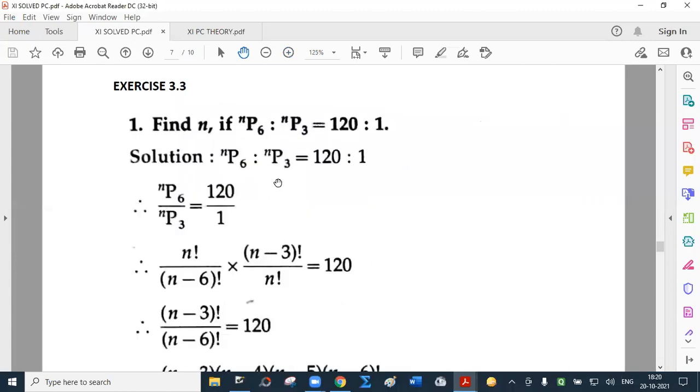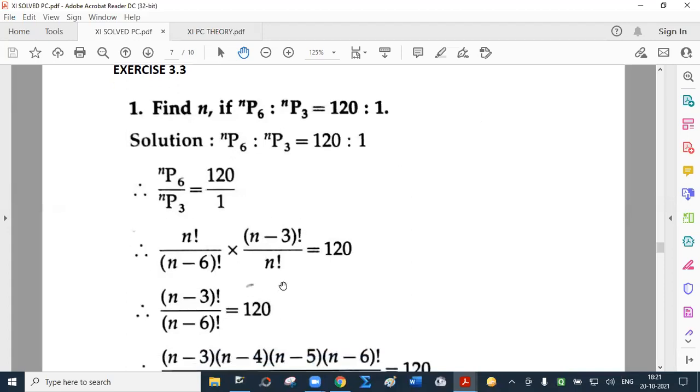Exercise 3.3. Just listen to me, but please do write the solution after the lecture. Find n if nP6 is to nP3 as 120 is to 1. We have already solved sums of this type. The only thing is that nPr was not mentioned. So nP6 upon nP3 is given to be 120 upon 1. What is nP6? n factorial upon (n minus 6) factorial. What is nP3? n factorial upon (n minus 3) factorial, and this is in the denominator, so (n minus 3) factorial goes in the numerator. So n factorial gets cancelled.